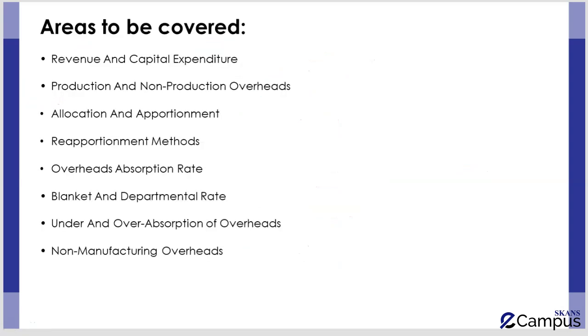For this, we will cover in this chapter. First, we need to understand the difference between revenue and capital expenditures, production and non-production overheads, allocation and apportionment, reapportionment methods, overhead absorption rates, difference between blanket and departmental rates, under or over absorption, and the treatment of non-manufacturing overheads. These are the areas that we will cover in this chapter.